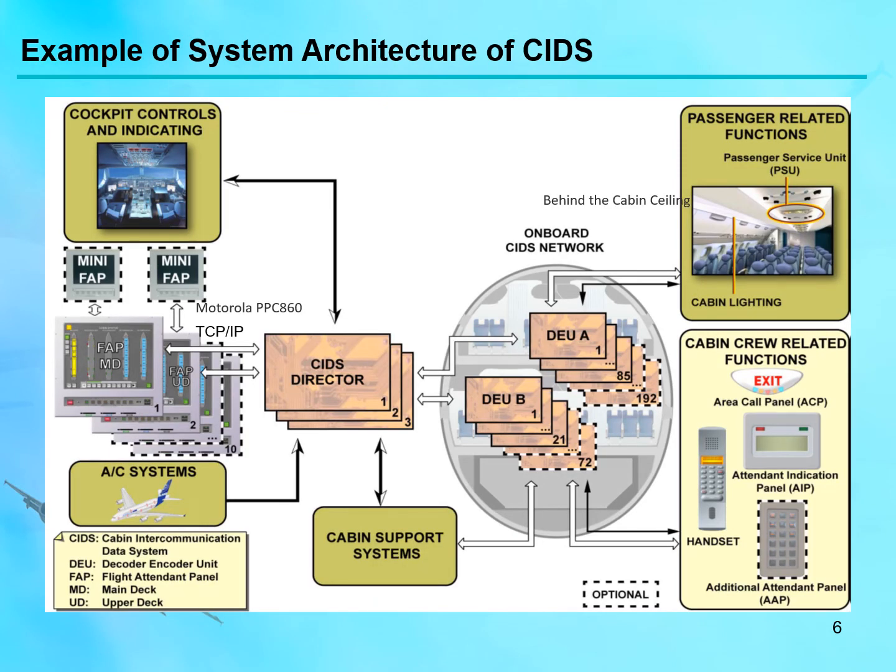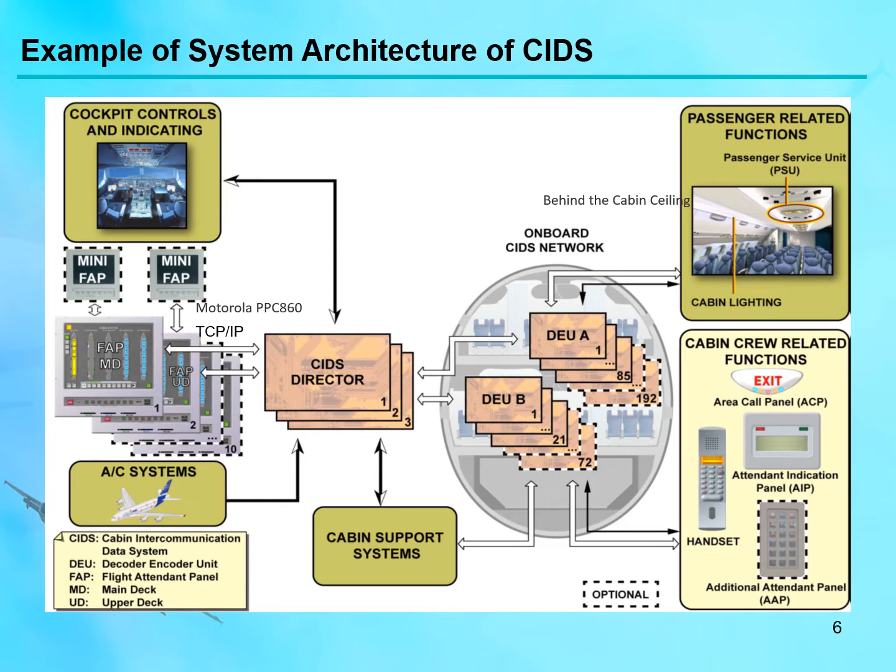Now, this is an example of the system architecture of the CIDS. This is the block diagram. You need to know how the different components are interfaced with each other, just a brief idea here. These three are the CIDS directors. Why are there three? Because two of them are redundant. One of them is active, so if anything fails on the first one, the other two will take over.